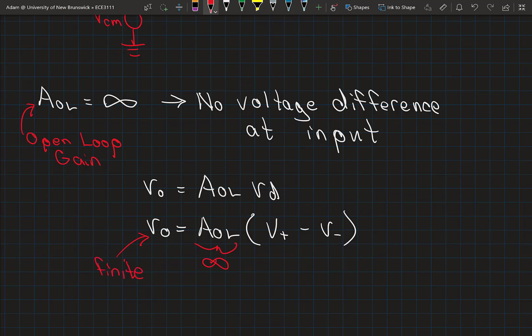I want an output from my amplifier other than infinity. Infinity is not very useful for me. I don't want an infinite voltage value, and in fact we're going to see that the voltages applied by the power supply limit how high the output voltage can go, and we'll talk about that later. Well, if this needs to be finite and this is infinite, that means that the difference between the non-inverting and inverting terminal must be 0 in order to get a finite output.